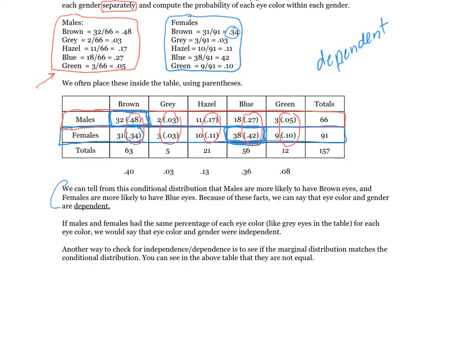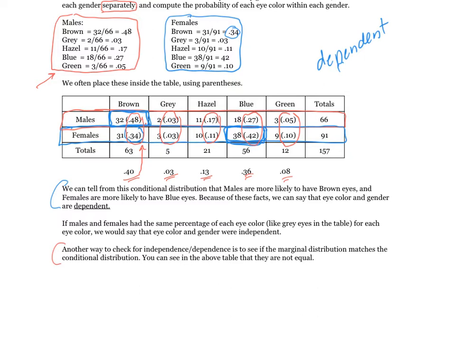If they are different for each eye color inside the genders, then we say they are dependent, okay? At the bottom here, another way to check for dependence is to see if the marginal distribution matches the conditional distribution, okay? So I wrote in the marginal distributions here for the table, and if they're independent, we should see that percentage carry forward throughout the table.